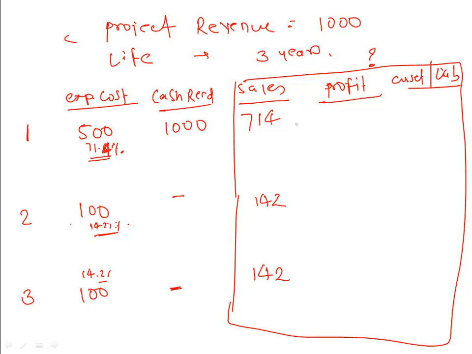So now your sales is 714, your cost was 500, your profit for this year is how much? 214. Profit here is 42. Of course, there would be some decimals here. Now once I have this, I can calculate asset and liability. I have made sales of 714. I have received cash of 1000. Have I received extra? Yes. So how much is that extra? 286. How much here?